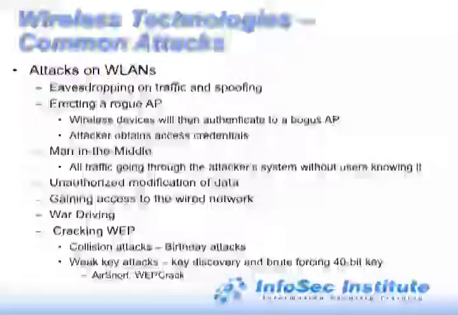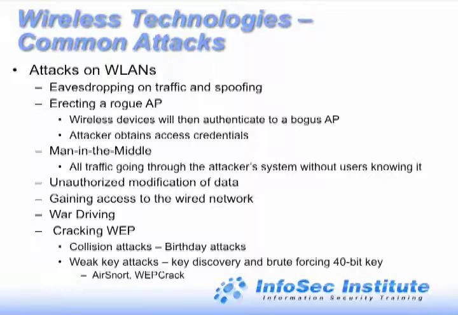Okay, attacks on wireless LANs. Basically, there's eavesdropping on traffic and spoofing. And eavesdropping is if you don't encrypt, then everything's in clear text. There's erecting rogue access points. You can do just one and hope somebody will connect to you, but a lot of the wireless IPSs will try to prevent that. So if you have multiple rogue access points, that'll defeat a lot of the wireless IPSs out there. There's a man in the middle, all traffic going through the attacker system without the user knowing it. Again, sometimes the man in the middle will be an access point that they get you to connect to, and then they connect to the real network.